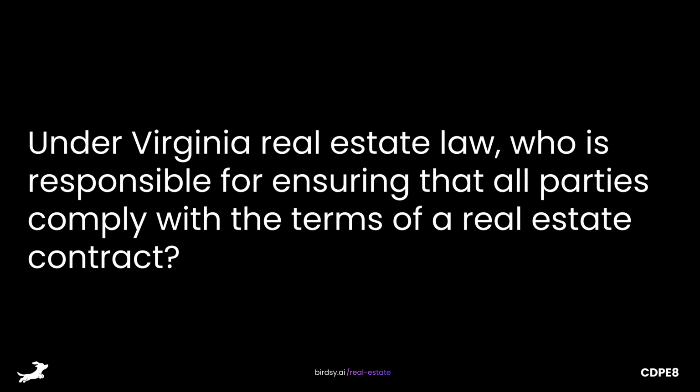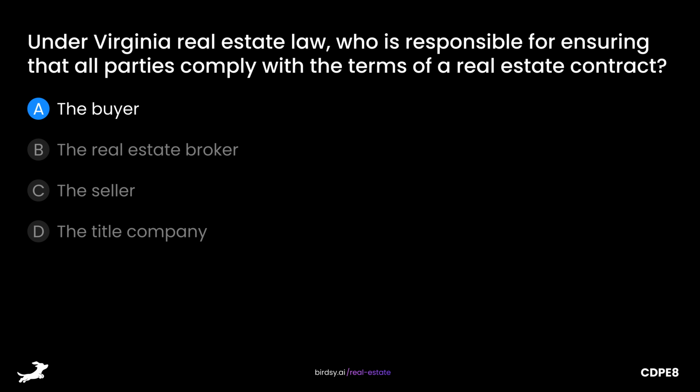Under Virginia real estate law, who is responsible for ensuring that all parties comply with the terms of a real estate contract? Is it A, the buyer, B, the real estate broker, C, the seller, or D, the title company? The answer is B, the real estate broker.